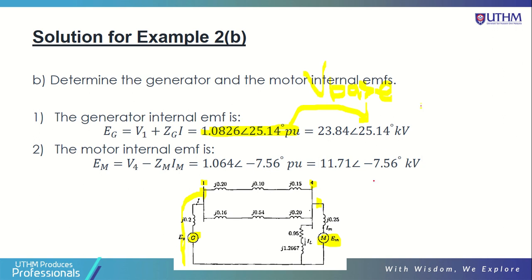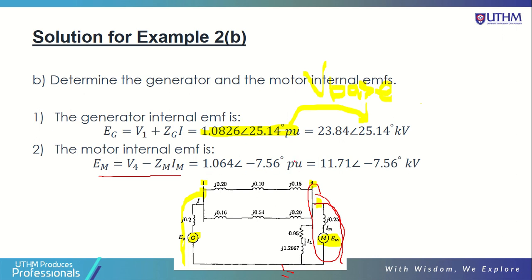Similarly, look at this circuit. V4 minus Z motor times I motor equals Vm. So Vm equals V4 minus Z motor times Im. Just apply the Kirchhoff voltage law at this point, from V4 to this point. This is the neutral point, equal to 0. So you get the value in per unit.